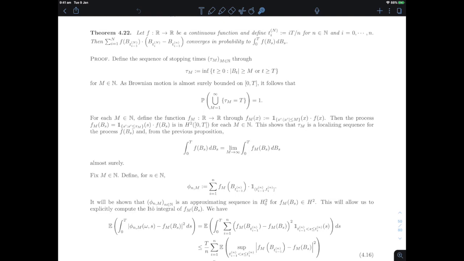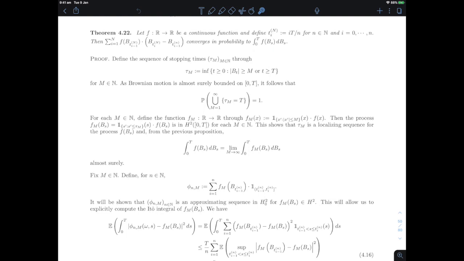So we're now going to finish this chapter with a very neat and very reassuring theorem. And this theorem, theorem 4.22, tells us how we compute the integral of a continuous function of the Brownian. Now, if you just go back to the definitions we've had so far, what would you need to do in order to compute such an integral?